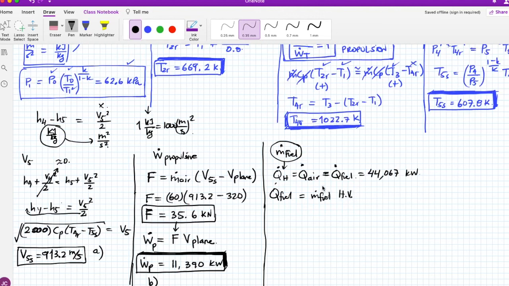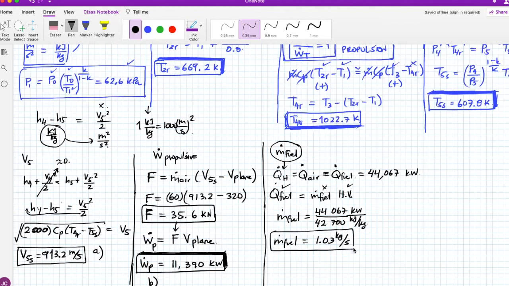This is your known, this is data, or at least you already calculated it. Therefore, the mass flow of the fuel equals 44,067 divided by the 42,700 kilojoules per kilogram. This is kilowatt, and if you do this, you will get 1.03 kilograms per second of fuel. Remember how much was your flow rate of air? I will remind you. It's 60 kilograms per second.